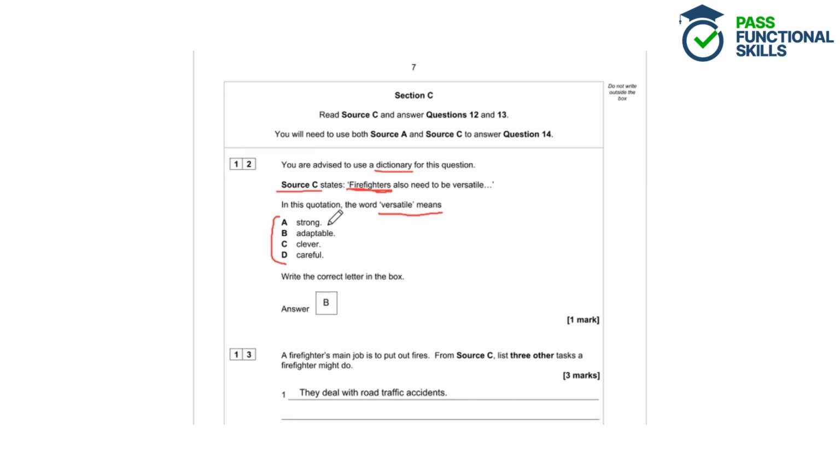So firstly, strong. Well, strong doesn't really tell us that they can transition between tasks easily, so that's not a correct answer. Adaptable. Now, adaptable means the same as versatile. It means that they can transition between tasks. And if you didn't know the meaning of the word adaptable, you could have a look at that word in the dictionary as well. C, clever. Well, it might be quite clever to be able to adapt, but it's not quite the same meaning as versatile. And careful. Well, no, it doesn't mean careful. Careful means that they'd probably take care when doing tasks, not being able to transition between tasks easily. So the answer here is B.